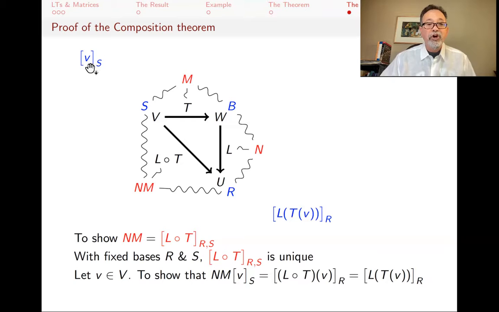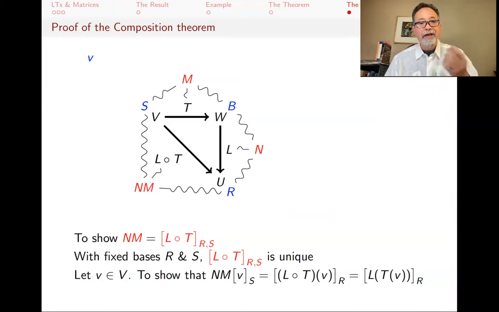What we need to show is that NM does the job. In other words, if you start with a vector V and its coordinate with respect to S, and if you want to find the coordinate of the composition, L circle T at V, which is the same as L of T of V, with respect to R, if you want to go from this coordinate vector to this coordinate vector, then we want to show that multiplying by NM does that. If you take NM and multiply it by the coordinate with respect to S, you will get the coordinate of L of T of V with respect to R. If I show that, then I'm done. So the point is that we start with this guy. Let's see if you multiply it by NM, do we get the coordinates of L of T of V with respect to R?